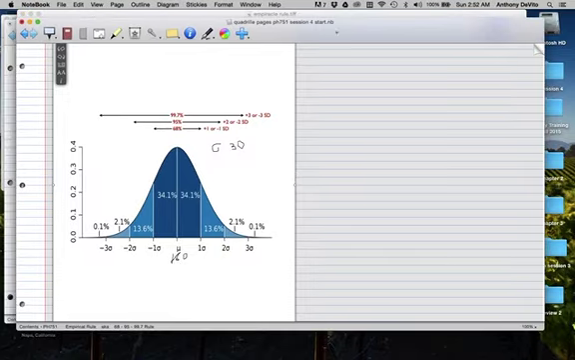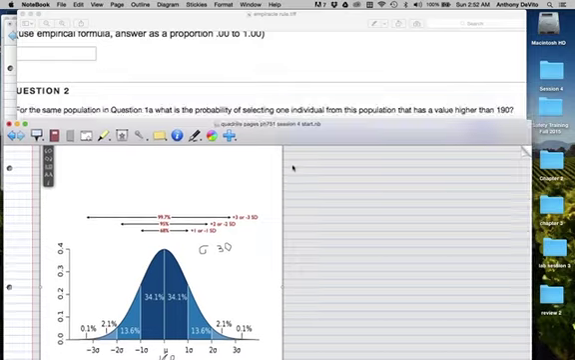Okay, remember, this empirical rule is really an estimate more than anything else. And we'll get into more precise measurements shortly.